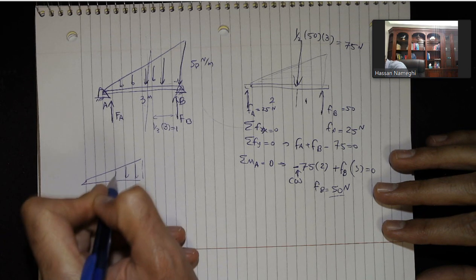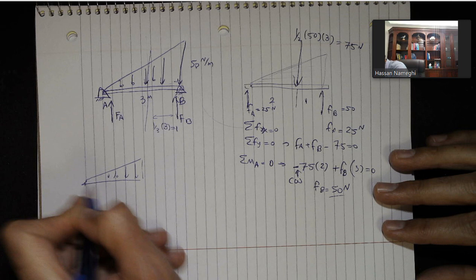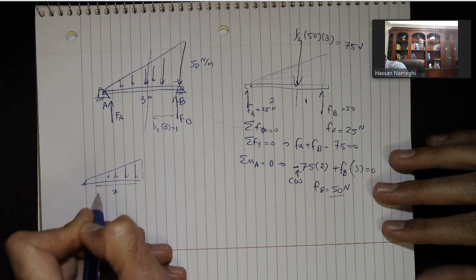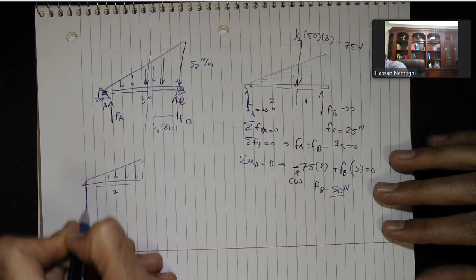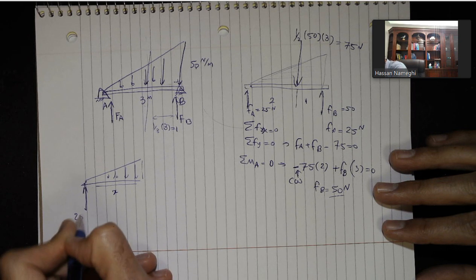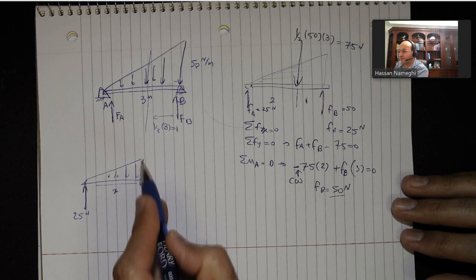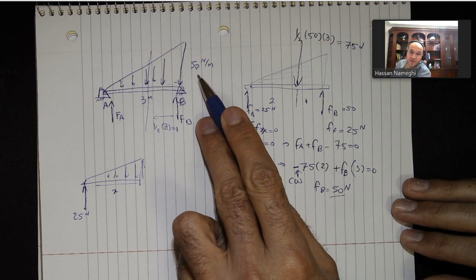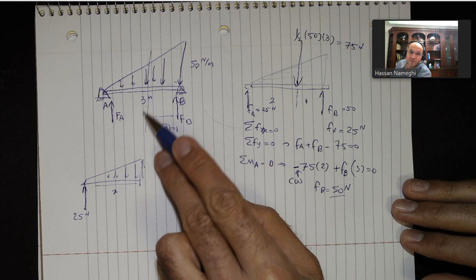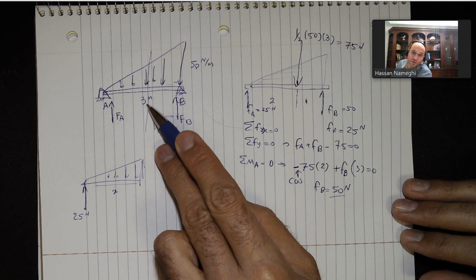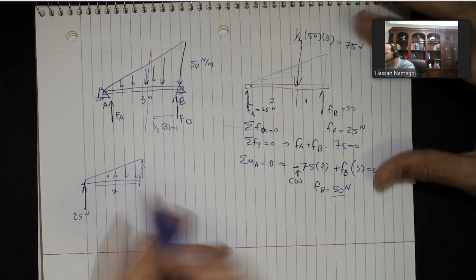I have a distributed load, and I cut it at distance x. The ground reaction here at A is 25 Newton. How much would the height be at distance x? It's not going to be 50. It reaches 50 at the distance of 3 meters. I need to use similarity between triangles to find that height at x.